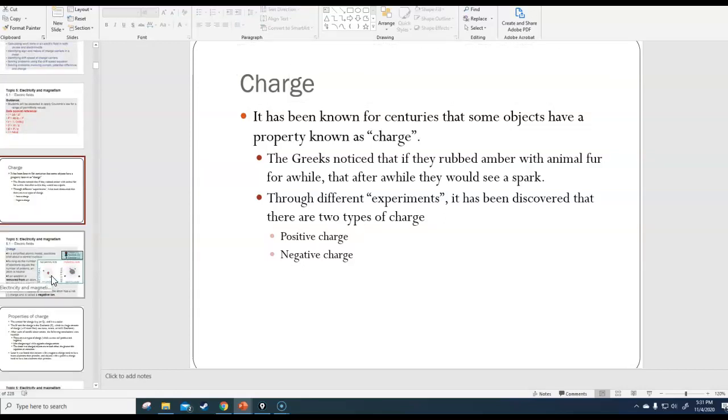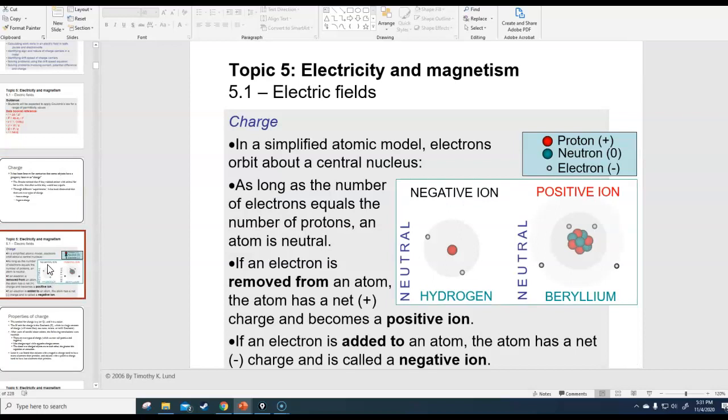Okay, so let's talk about some of the properties of charge. Of course, we know that in the basic model of an atom, you have a positively charged nucleus, and then you have electrons on the outside of the atom, at least in the Rutherford model and later models of the atom. Now, as long as you have an equal amount of positive and negative charge, you have what's called a neutral situation.